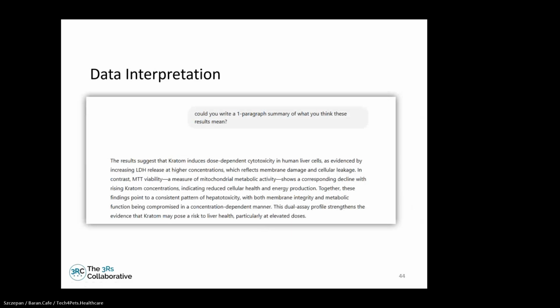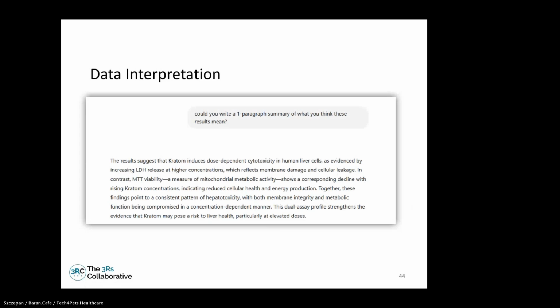So again, this is just illustrative data. I gave it one substance and the data points across two endpoints in that assay. So I asked it to give a one paragraph summary. I didn't give it study details, but it came up with a few things, and it might have been some of the metadata in the Excel sheet, but it said it's dose-dependent cytotoxicity in liver cells. We had increasing LDH, and it told me a little bit about LDH.